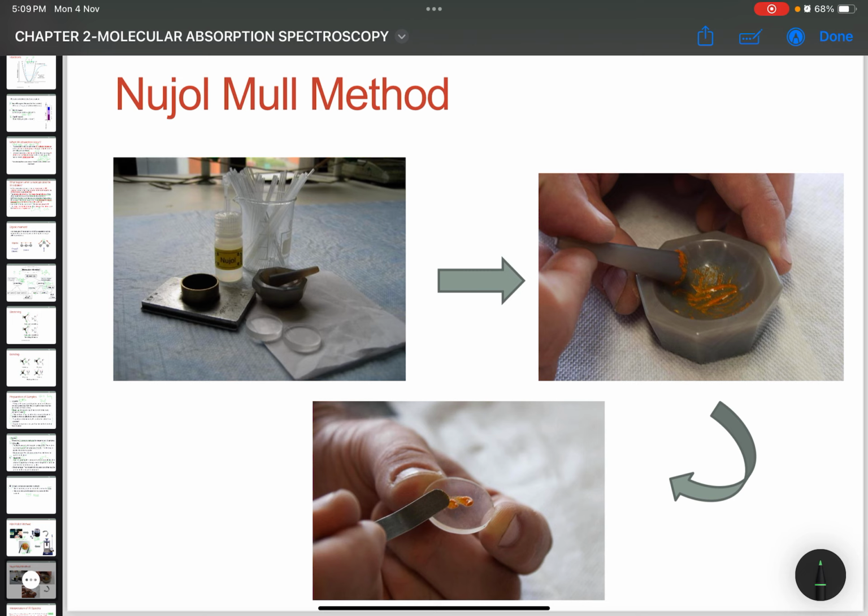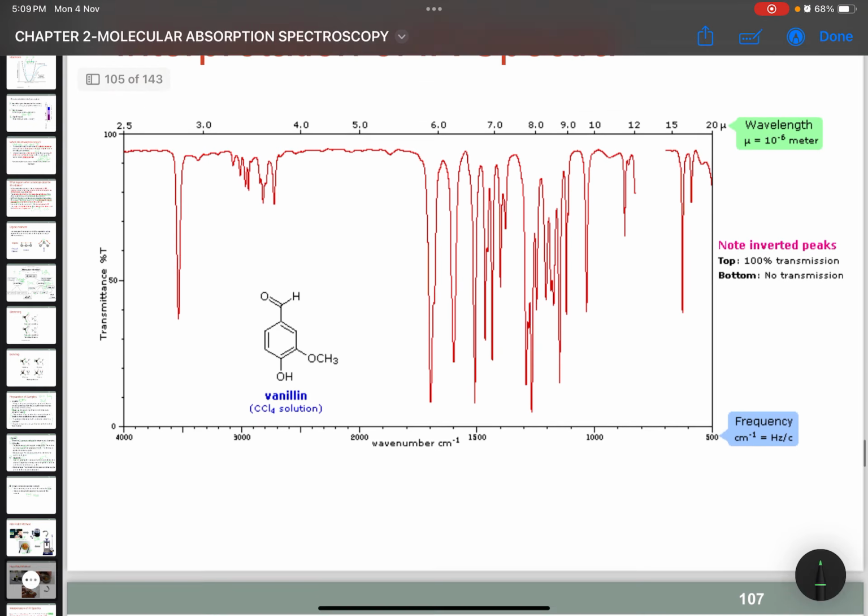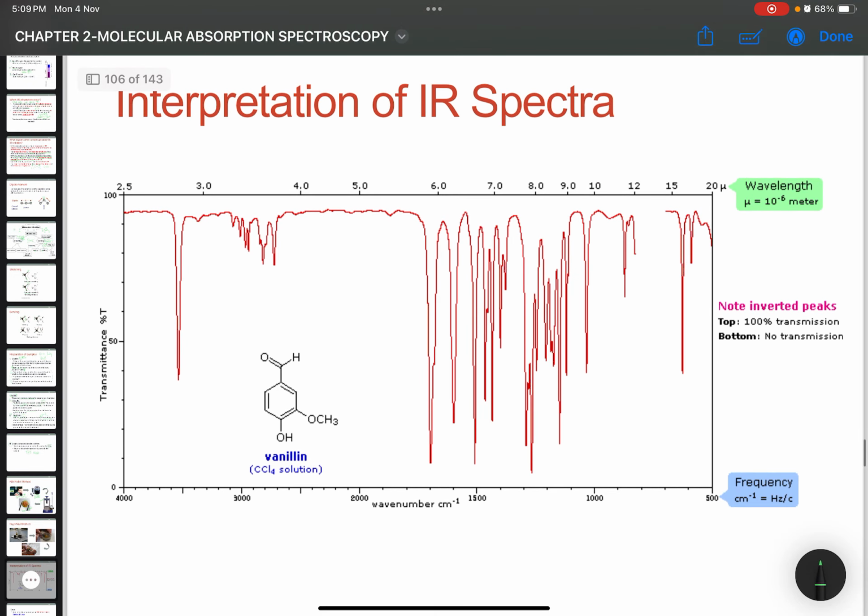Okay, so this is the IR spectra. This is an example of IR spectra. Plot of transmittance versus wave number.